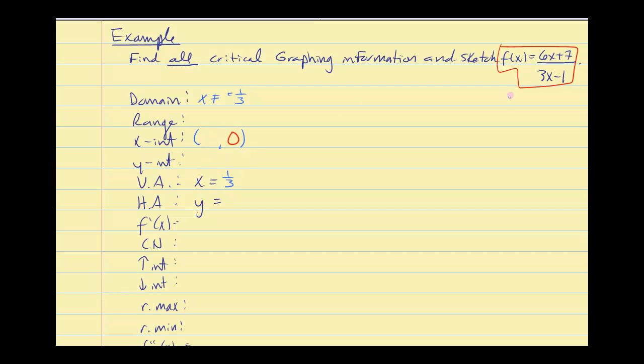If I take this function and set it equal to 0, I end up with 0 equals 6x plus 7 all over 3x minus 1. And then I multiply both sides through by 3x minus 1. And of course 0 times 3x minus 1 is 0, so I have 6x plus 7 equals 0, or x equals negative 7/6. That would be my x-intercept.